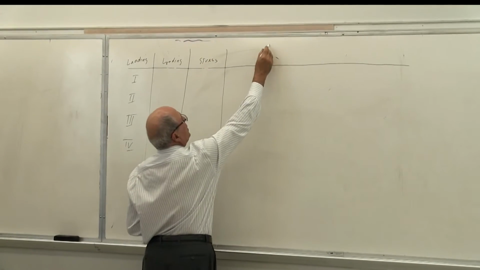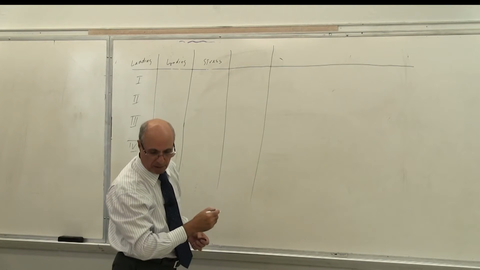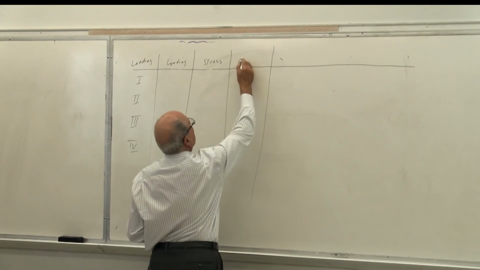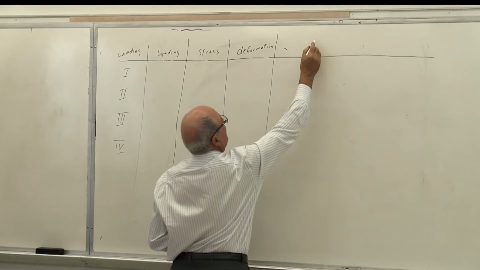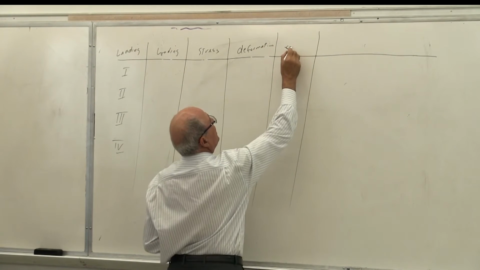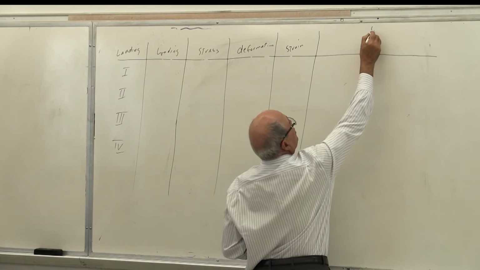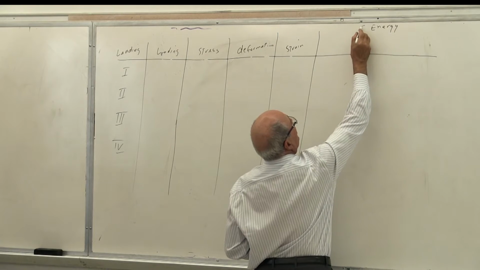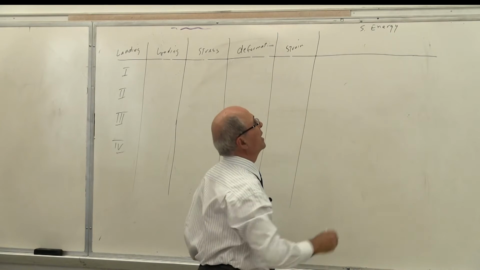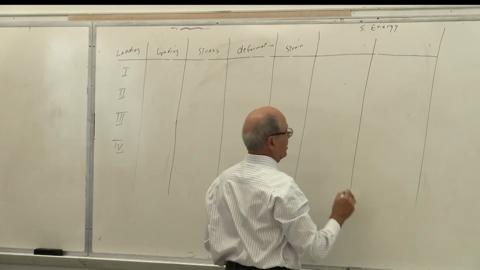Then I want to put in the table a strain or deformation. Let's put the deformation. And then I want to put strain. And then here I want you to add, this is new now, energy, or strain energy. I put here S, strain energy, and that has 2 columns. We are going to fill out that column today.